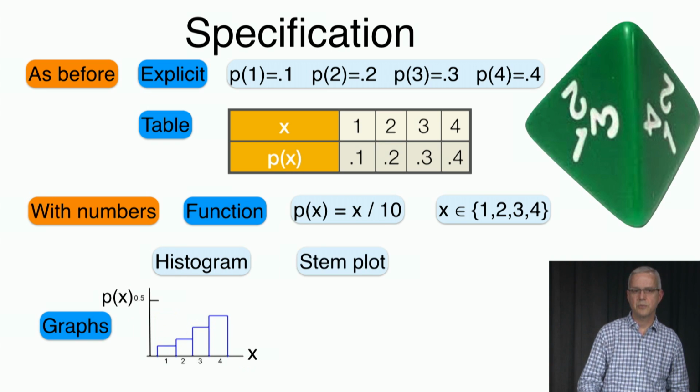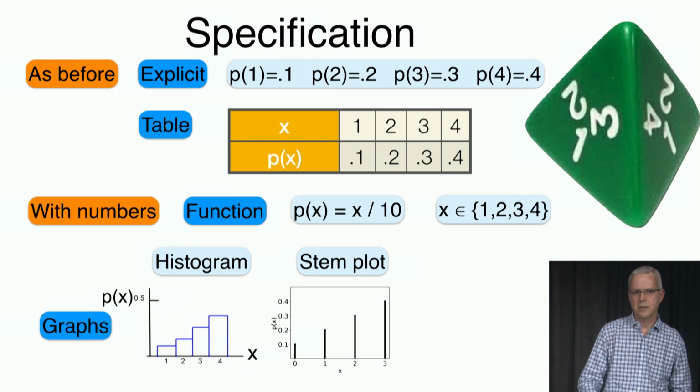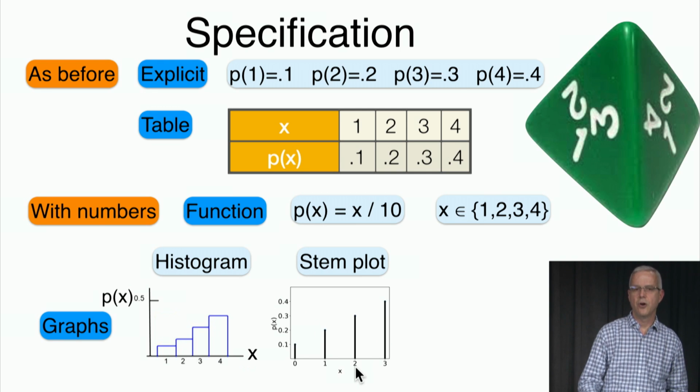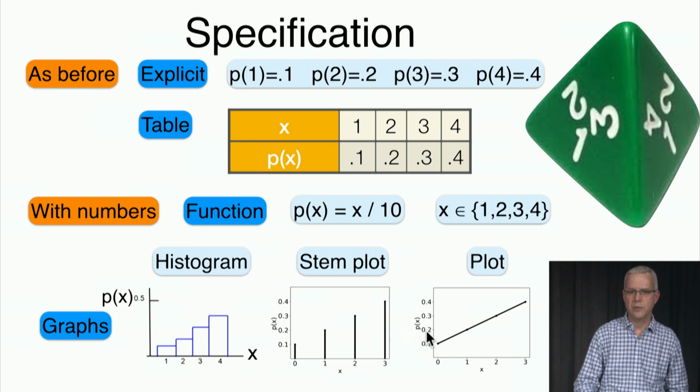Okay, so that's one way. Or we can draw what's called the stem plot. It looks like this. The probability of 0 is 0.1, the probability of 1 is 0.2, the probability of 3 is 0.3, and the probability of 4 is 0.4. Or we can draw what's called a plot, which is where we just connect these values, the probabilities. So it will look like this. So we have here 0 connected to 1, to 2, and to 3. Here it's a straight line.